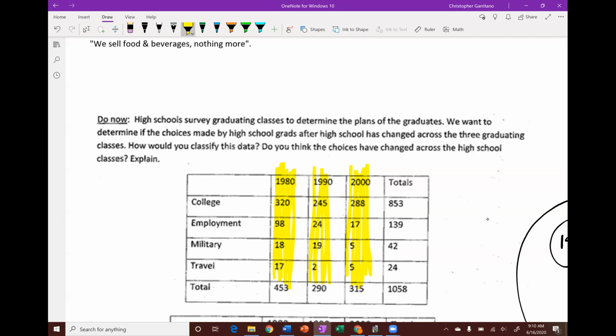Otherwise, though, it's very similar in the sense that we're comparing samples of proportions, and we are trying to see if they're the same or if they're different. All right, so that's the idea.